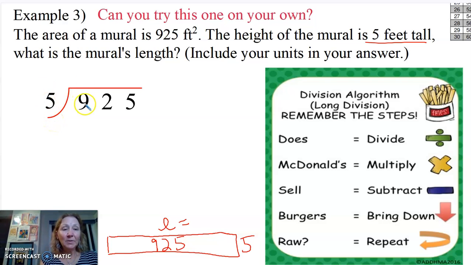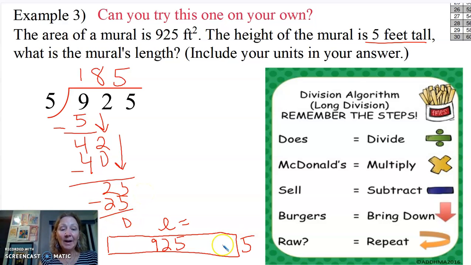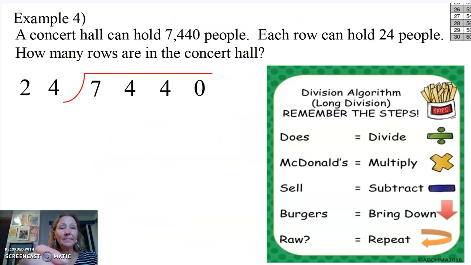All right, 5 goes into 9 one time. 1 times 5 is 5. When I subtract, I get 4. I bring down the 2. 5 goes into 42 8 times. 8 times 5 is 40. Subtract, and I get 2. Bring down the 5. 5 goes into 25 5 times. 5 times 5 is 25. I have no remainder. So the length of the mural was 185 feet long. This is a really weird mural. Okay. The last example is a double-digit divisor.